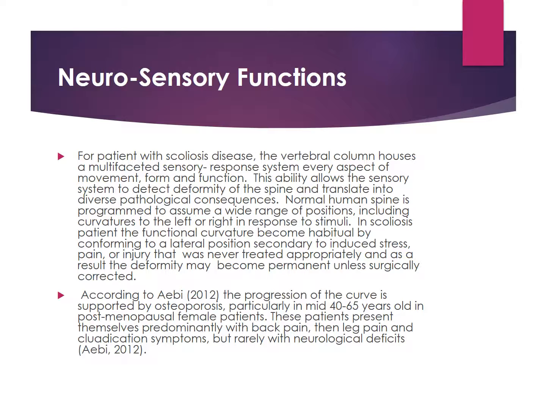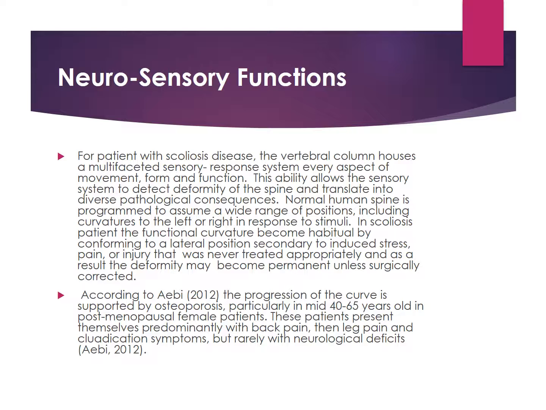The normal human spine is programmed to assume a wide range of positions, including curvatures to the left or right in response to stimuli. In scoliosis patients, the functional curvature becomes habitual by conforming to a lateral position secondary to induced stress, pain, or injury that was never treated appropriately, and as a result, the deformity may become permanent unless surgically corrected.